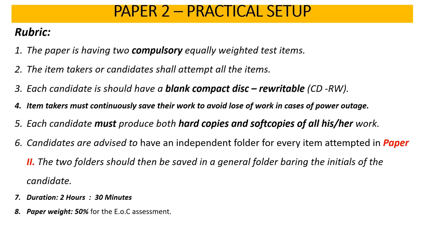Each candidate should have a blank compact disc or even a rewritable one. Item takers must continuously save their work to avoid loss of work in case of power outage. Each candidate must produce both hard copies and soft copies of all his or her work. Candidates are advised to have an independent folder for every item attempted in paper 2. The 2 folders should then be saved in a general folder bearing the initials of the candidate.